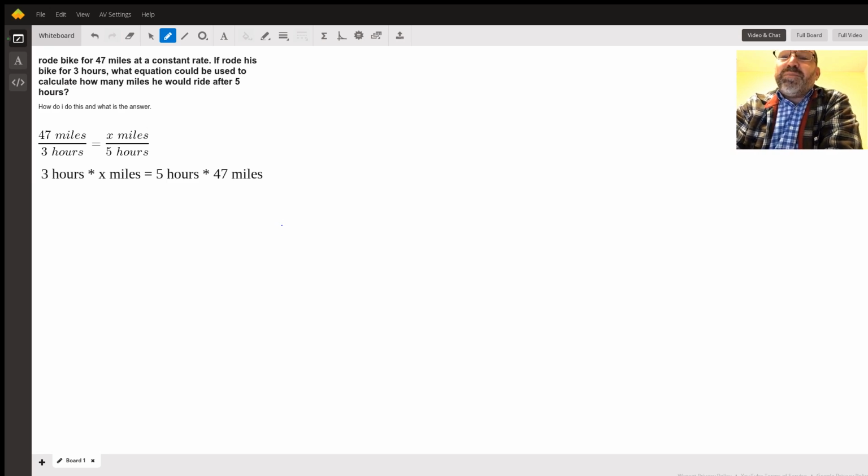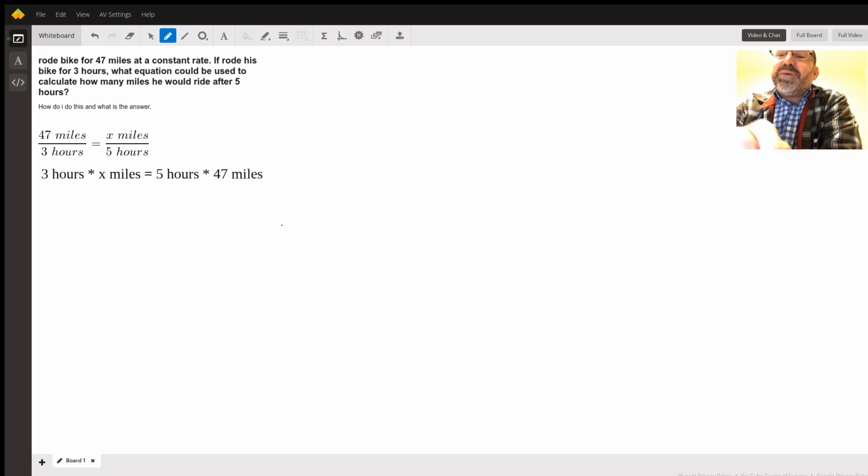How do we solve a problem like that? Well, once we've got it set up, the key thing is to make sure that we put miles on top and hours on the bottom on both sides of our equation. Miles per hour equals miles per hour. That's really important. After that, it really becomes a little bit of just plain arithmetic. Let's show you what I mean.